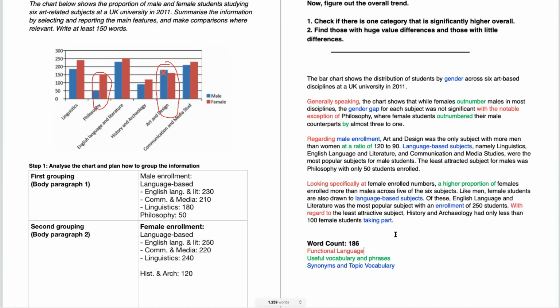Now, when it comes to scoring, remember we have 4 things to look at. Task achievement: we have achieved the task at hand because we have answered this writing prompt. We've written at least 150 words, and we have really talked about the main features of this bar chart. Our coherence and cohesion is perfect because we used our outline correctly. So we have a very nice introduction, an overview, and then we've gone into detail with our 2 groups.